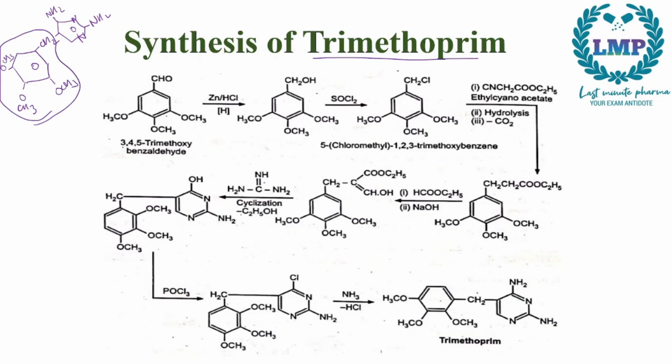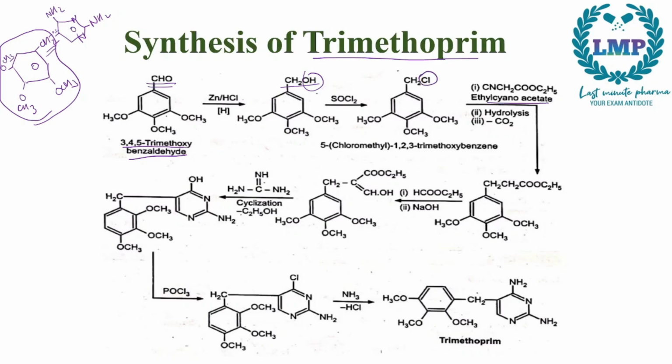So we will take 3,4,5 trimethoxybenzaldehyde. So as we see here, this CH2, instead of this CH2 we are taking a benzaldehyde. So we'll add zinc in the presence of hydrochloride, and this will undergo reduction. So we will get CH2 and OH. So CH2 and OH. Now we will let it undergo chlorination in the presence of thionyl chloride, that is SOCl2. So this OH will be replaced with chlorine.